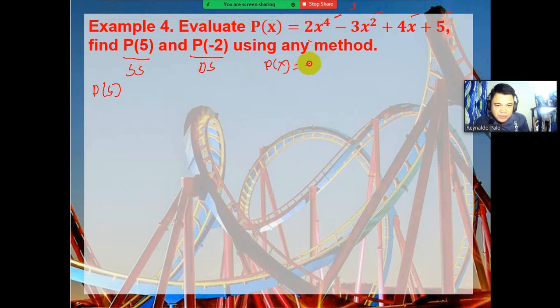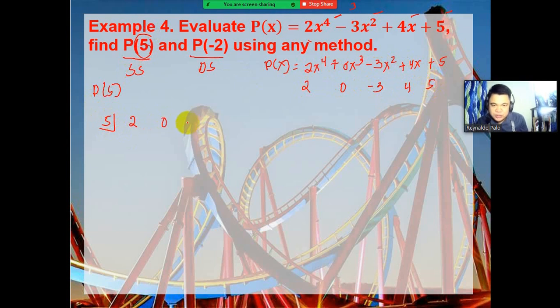2x raised to the power of 4. And then for the missing term, put 0 x cubed. That's how you are going to complete it. Take note. And then minus 3x squared plus 4x plus 5. It's now complete. For synthetic substitution, we need the coefficients 2, 0, negative 3, 4, and 5. Then the next thing is, of course, your divisor is 5. Put it here, 5, and then the coefficients are 2, 0, negative 3, 4, and 5.